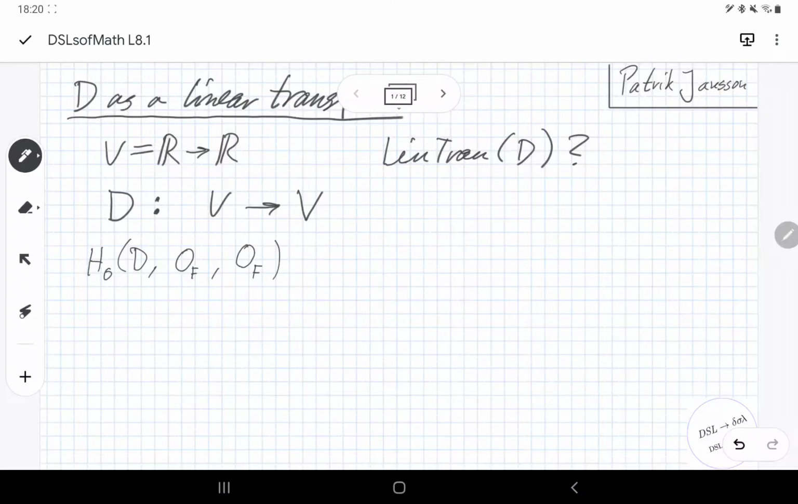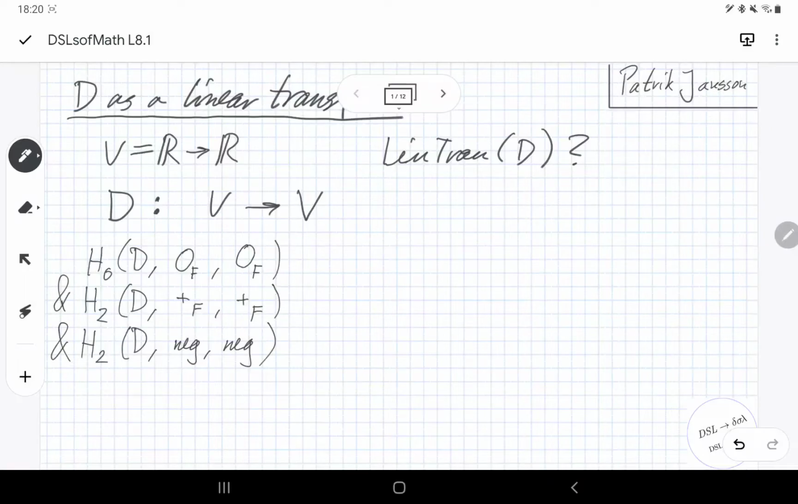So if we expand this, well, let's take the overview first. So H0, it should also be the same D, should also be H2 from plus for functions to plus for functions. And same with negation. So the derivative operator, to be a linear transformation, it needs to satisfy all of these three operations. So that's called unary minus for neg, for negate. Okay, so all of these three things should hold. And so there's an and in between here, this and this and this. If that's true, then yes, D is a linear transformation.